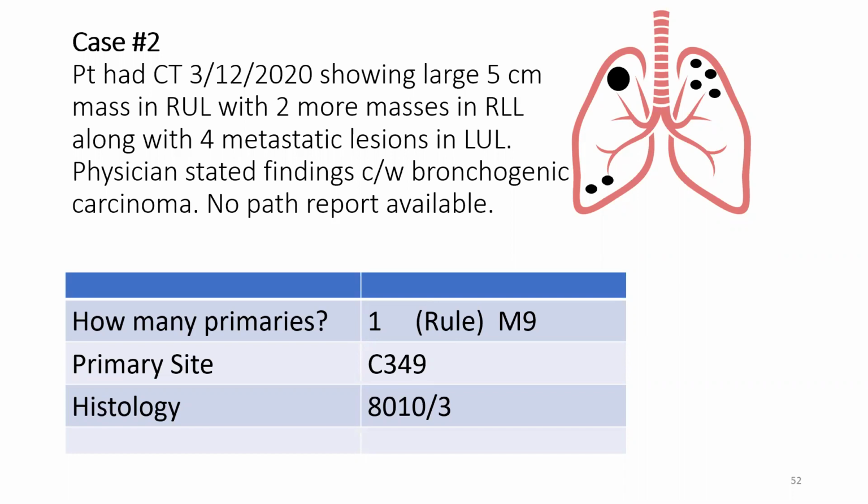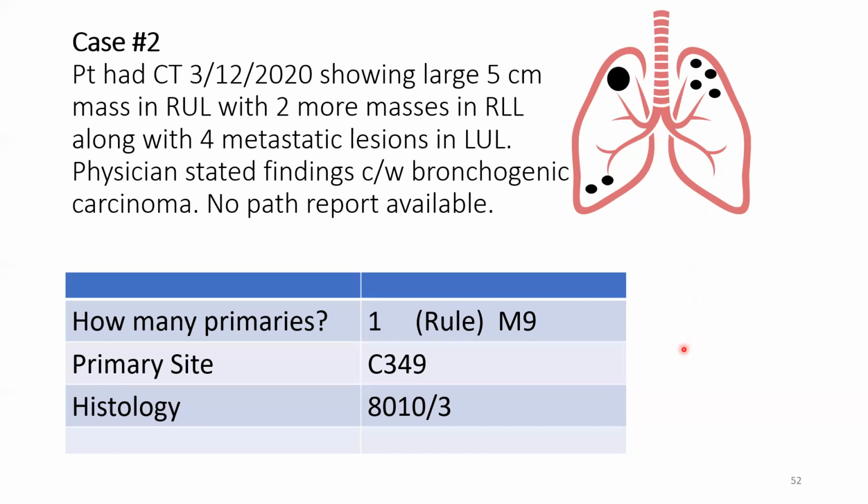So we get to rule M9 where we have simultaneous multiple tumors in both lungs. So we stop at M9 and it tells us this is a single primary. So we know we're going to do one abstract. Our primary site would be C34.9. We don't know where this tumor started. Most likely it could have started in the right upper lobe, but we don't know based on the CAT scan where this would have started.